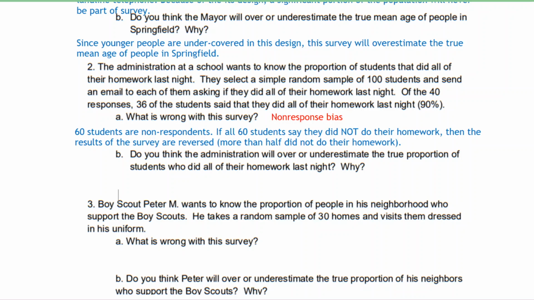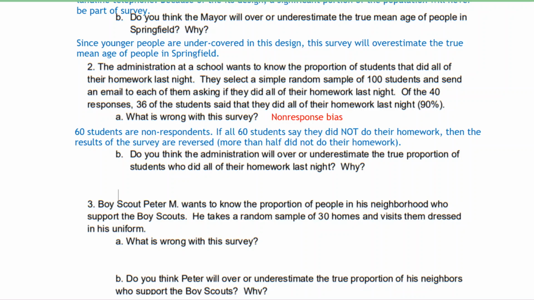So we need to make sure that if we're going to do a survey and there is going to be non-response bias, the number of non-respondents will not reverse the results of the respondents, the people who did respond.